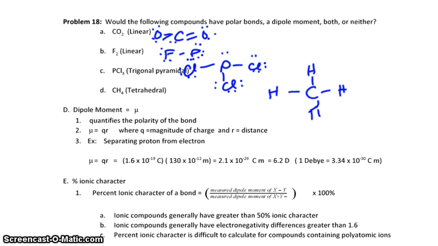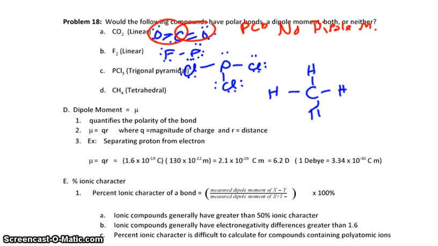Okay, so let's look at these pictures first of all. Do they have polar bonds? Well, the answer to the first one is yes, these have polar covalent bonds. We are looking at the carbon-oxygen bonds. Does it have a dipole moment? No dipole moment. Why not? Because they are symmetrical. They cancel each other out. They have one of each. They don't have both or neither.